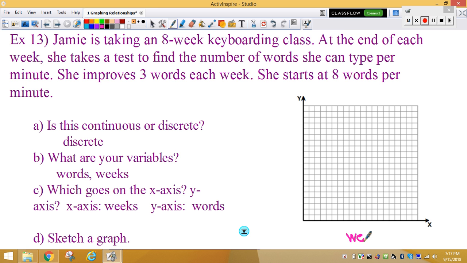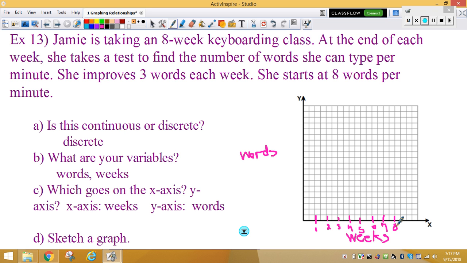So we got weeks. We got words. And we're talking about 8 weeks. So I'm going to go to 8. 1, 2, 3, 4, 5, 6, 7, 8 weeks. She starts at 8 words per minute and improves 3 words each week.